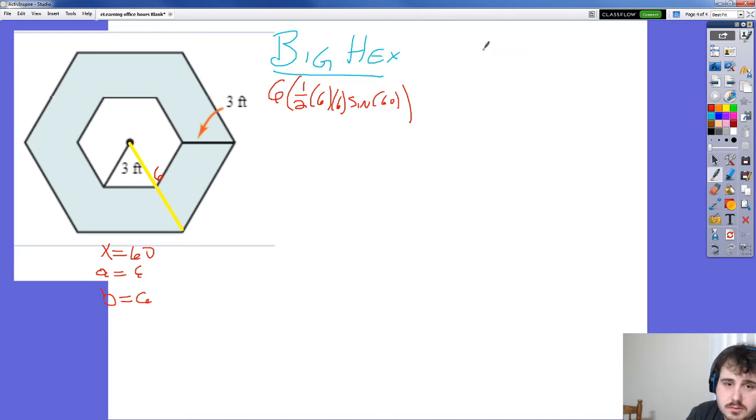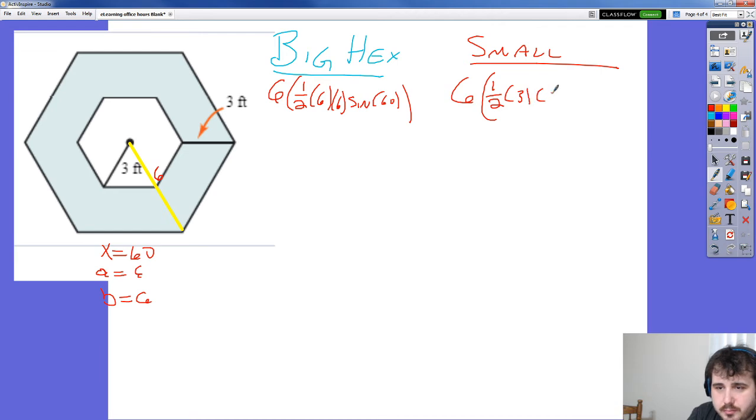The small hexagon is the exact same thing. The only difference is that instead of having a radius of 6, it's got a radius of 3. So now I've got 6 triangles, and A is 3, B is 3, and x is still 60. And I'm just going to figure out what each of those are, and I'm going to subtract them. And that's all it is.